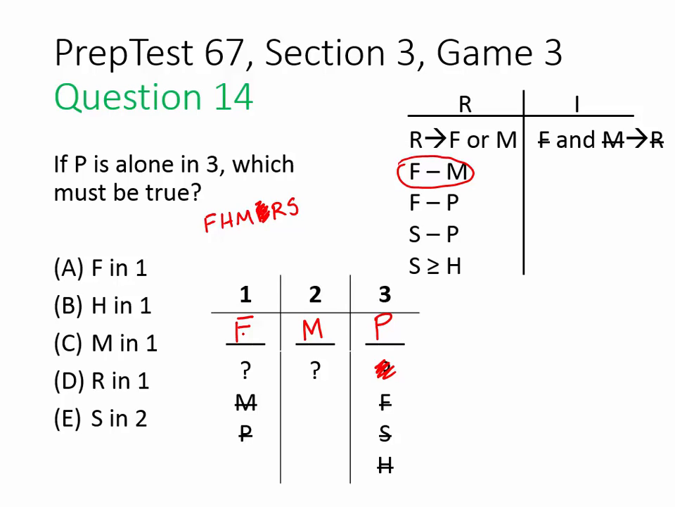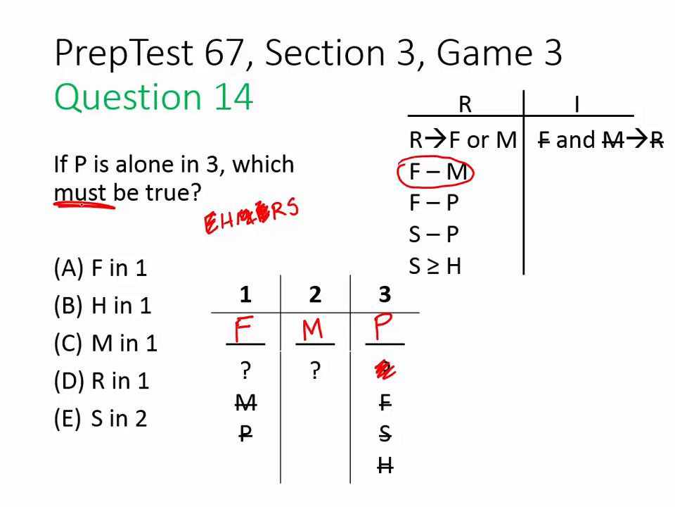We know that S has to be before P, but that S also has to be greater than or equal to H. Unfortunately, neither of those actually limit us too much, because we could put both S and H here in 2, or we could put both S and H here in 1. So we've placed our F, we've placed our M. The only remaining one to worry about, we know that S and H could go in either 1 or 2, and we have R left over. And R needs to be with F or M, but again, it can float between 1 and 2.